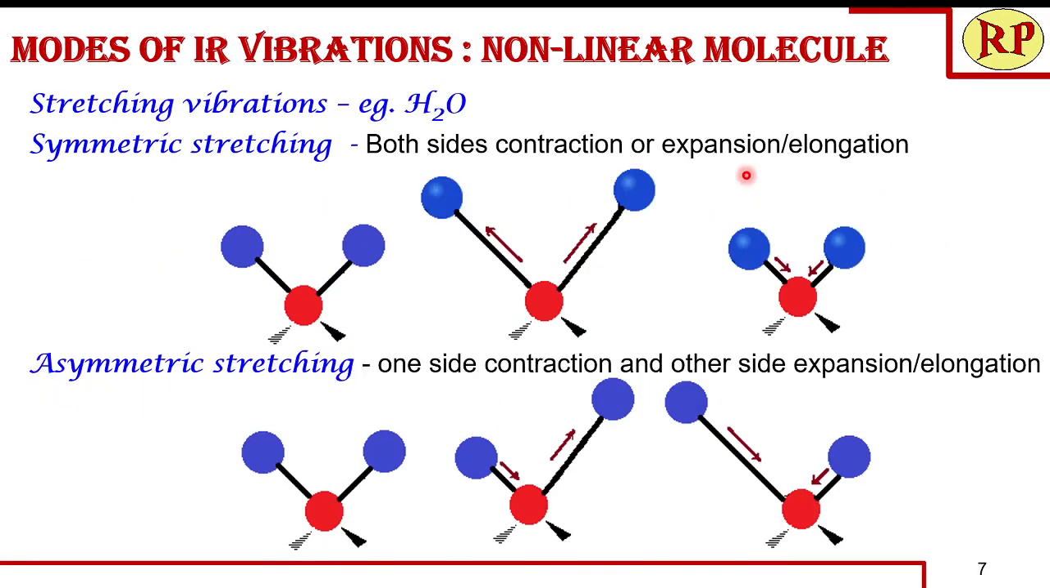But for a non-linear molecule like water, for the symmetric stretching, you should assume that it's on a plane, and we'll look at the symmetric stretching. That is, on both sides it is expanding or both sides it is contracting. So you will have alternately the expansion and contraction uniformly on both sides, and this we call a symmetric stretching. But when it is not uniform, that is, one side is expanding and the other side is contracting, when this expands, this contracts, so this way alternately it happens, and we call this type of stretching asymmetric stretching.